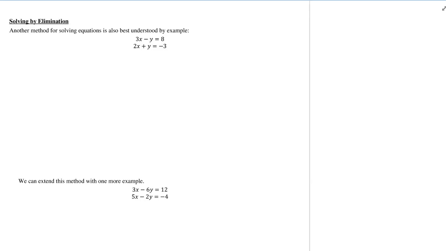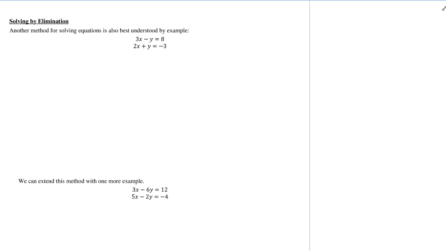Hey guys, I'm still on section 4.5. This is page 393, and now we're going to switch gears again. So we've talked about how to solve systems by using graphing, but I also want to show you an algebraic way that you can do this. And I'm just going to show you the elimination method.